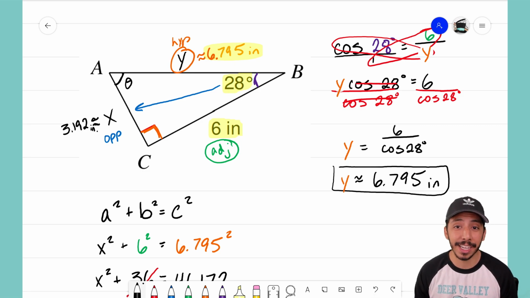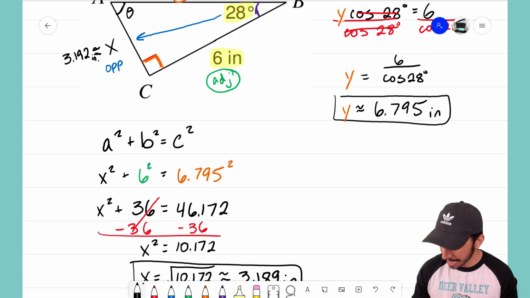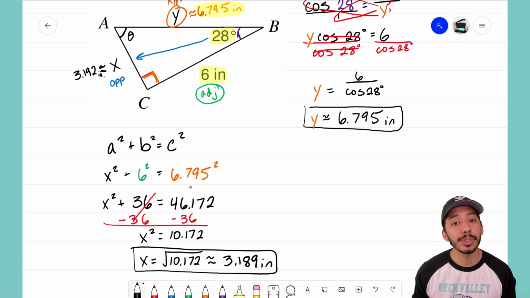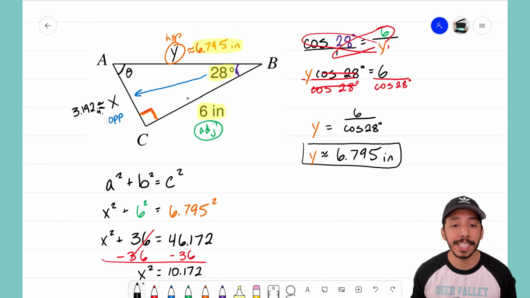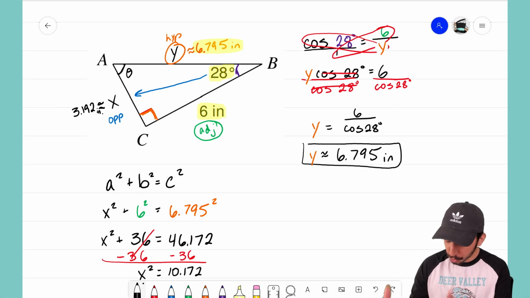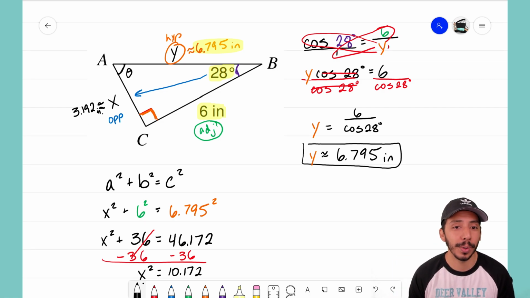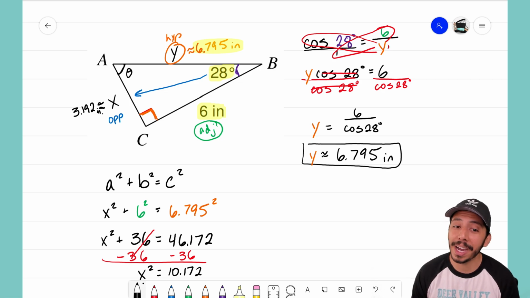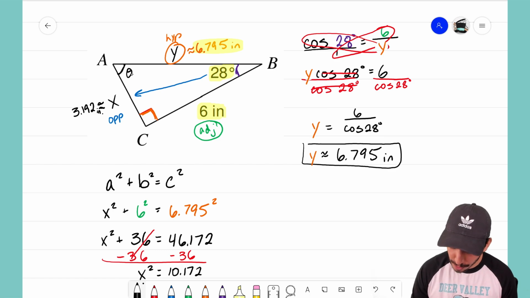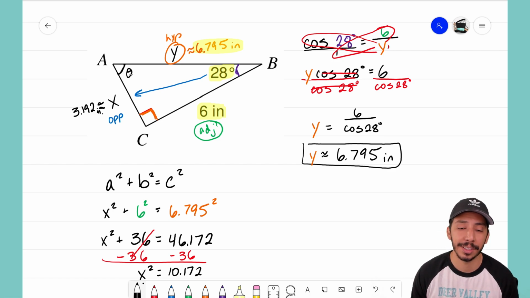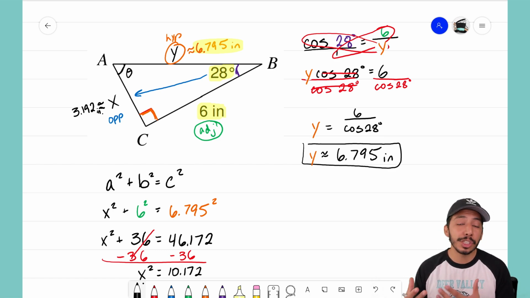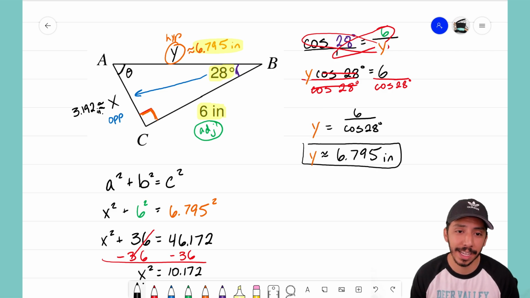If we wanted to use sine or tangent, we could have. And I actually would challenge you guys to also try to set up a sine or a tangent ratio. And you should still end up with x equaling approximately 3.192. Now you might think that we're done since we have covered all the sides, but we do have a missing angle here.